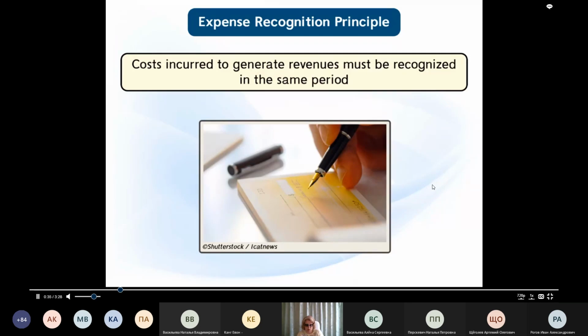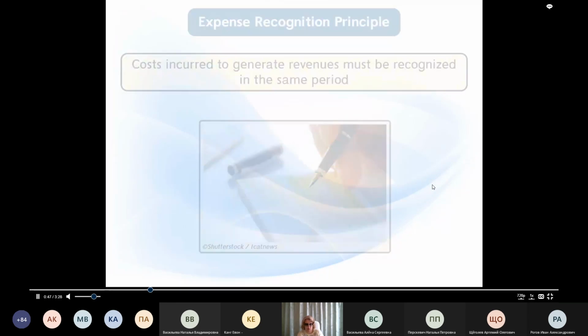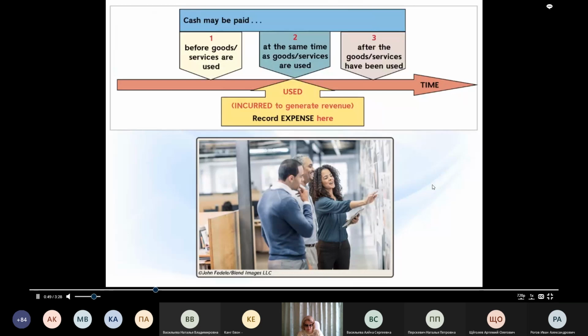The decision to record an expense seems more complicated when customers pay before or after the goods or services are used. You simply need to remember that an expense is incurred when the business has used goods or services to help generate revenues. Let's return to Deanna's Event Planners Incorporated and consider some of the costs that it incurs to generate revenues. First, let's consider a situation in which cash is paid before the goods or services are used.